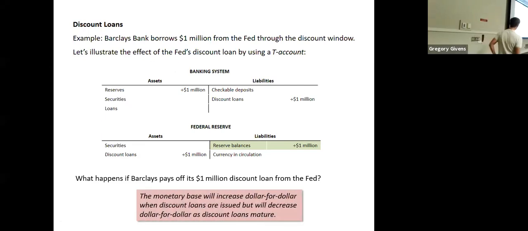Okay, so I think this is right. The monetary base will increase dollar for dollar when discount loans are issued, but will decrease dollar for dollar when those discount loans mature.